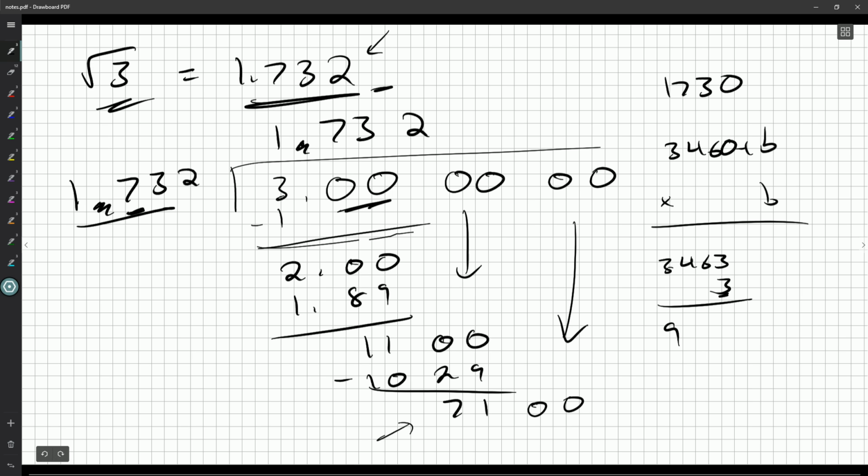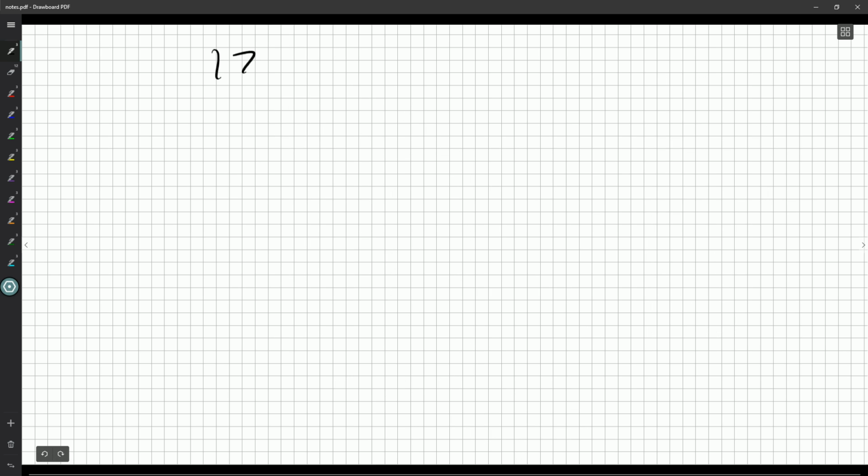So that'll be 3462 times 2. That'll be 6924. We'll get a difference of 176, and we would bring down the next 2 zeros. So I need b so that 17320 plus b times b. Oh, this thing doubled. Again, I keep forgetting that.